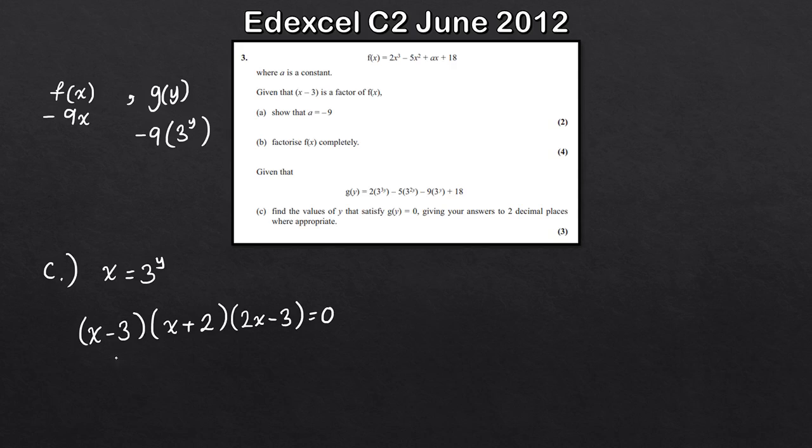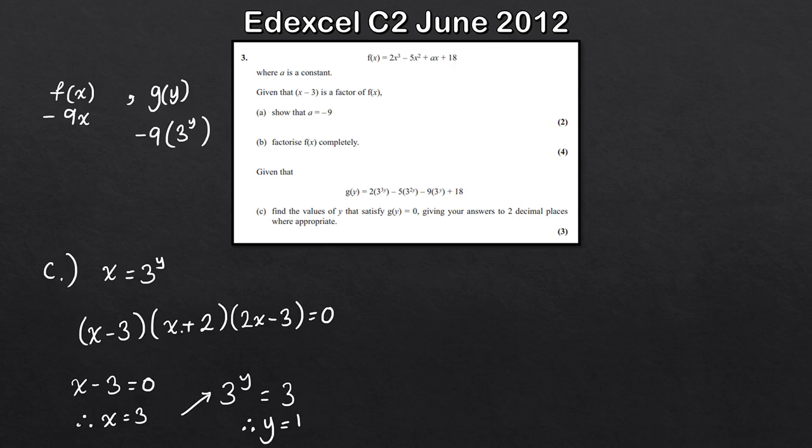So let's start with the first one here, x minus 3. Okay, so what we're saying then is x minus 3 equals 0, so therefore x is equal to 3. Now if x is equal to 3, and we know x is equal to 3 to the y, then what we're saying here is 3 to the y is equal to 3. And hopefully the answer here for y should be really obvious. y must just simply be 1. 3 to the 1 is equal to 3, so therefore y is equal to 1. Okay, so that's our first solution there for y.